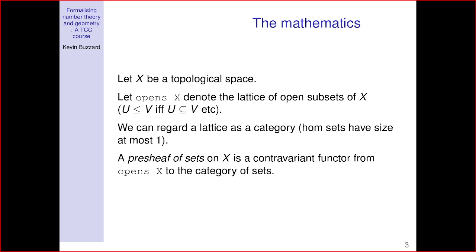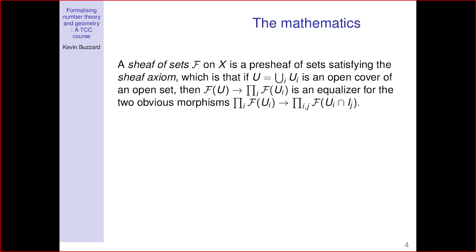And what's a pre-sheaf of sets on this topological space X? It is literally nothing more than a contravariant functor from this category of open subsets to the category of sets. That's a pre-sheaf of sets. And so that's pre-sheaves. And then sheaves, you add an extra axiom. You add the sheaf axiom, which is one of these things that you get used to over time.